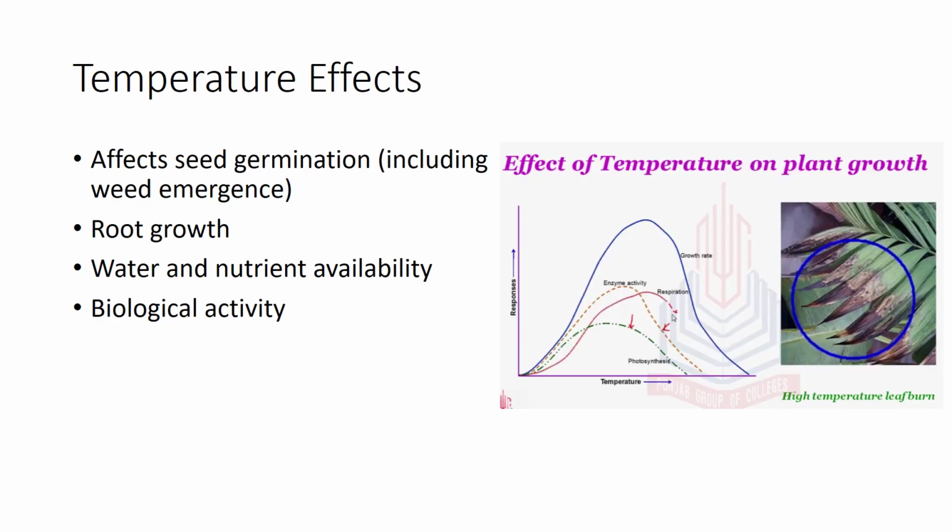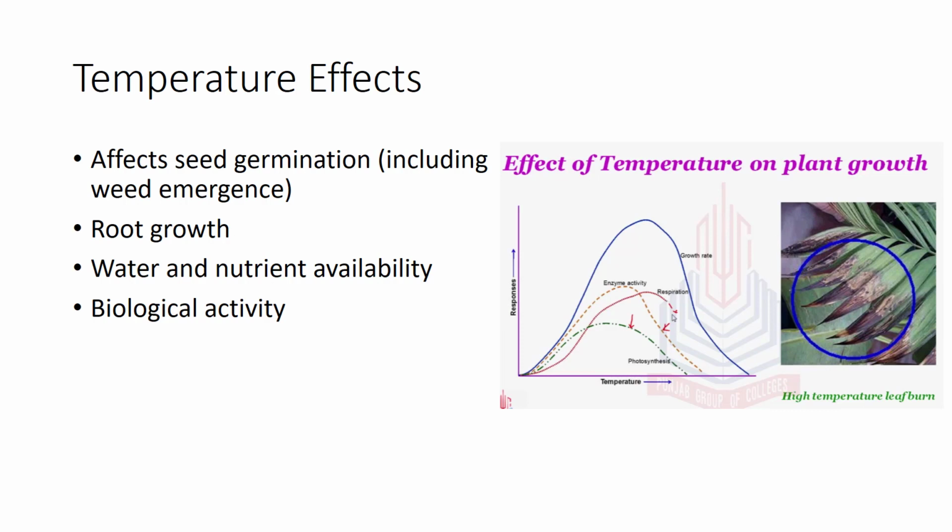Soil temperature is critical to growers because it affects seed germination and root growth, as well as water and nutrient availability and biological activity. Each plant species has a range of proper temperatures for germination, with a minimum below which seed does not germinate, an optimum for best and most rapid germination, and an upper range. Weed emergence also responds to soil temperatures. For instance, in turf, the timing of pre-emergent herbicide application depends on soil temperature.